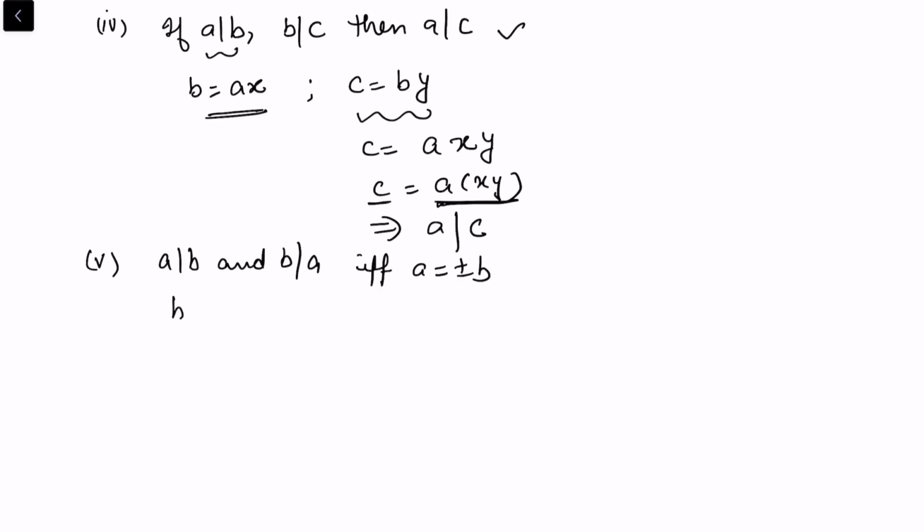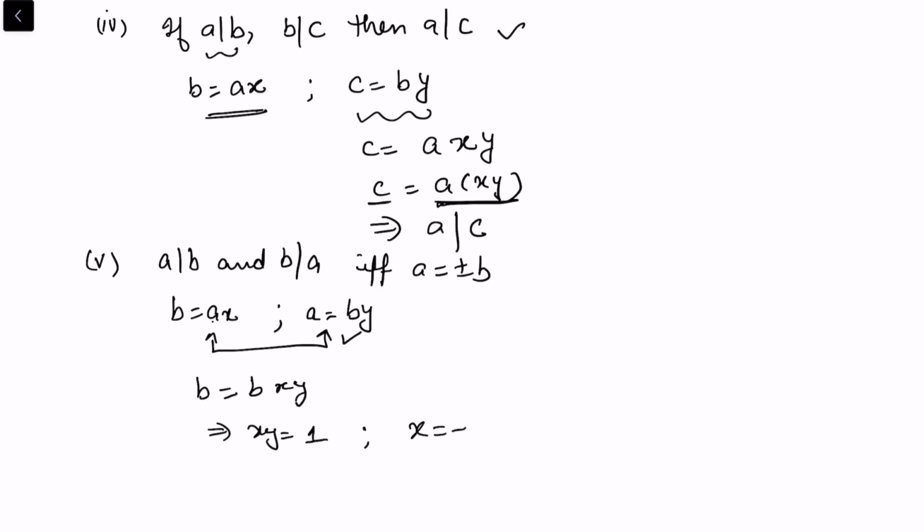So this is obvious. B is equal to A times X, and here we say A is equal to B times Y. From these two expressions, we can say that A is equal to, substituting the value of A from this case, B times XY. This implies the product XY must be equal to 1. So X is equal to minus 1 and Y is equal to minus 1, or we can consider X is equal to plus 1 and Y is equal to plus 1.